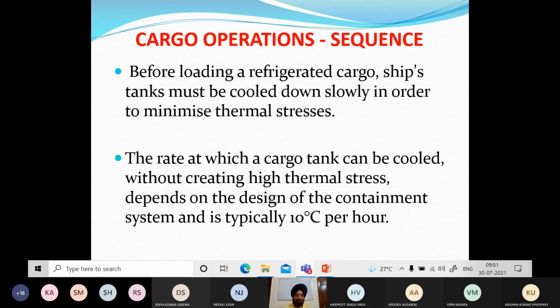And the rate at which a cargo tank can be cooled without creating high thermostasis depends on the design of the containment system and is typically about 10 degree centigrade per hour. Now imagine your tanks are at even say 20, 25 degree or 30 degree plus, and you have to bring them to minus 100 degrees, how many hours will it take?